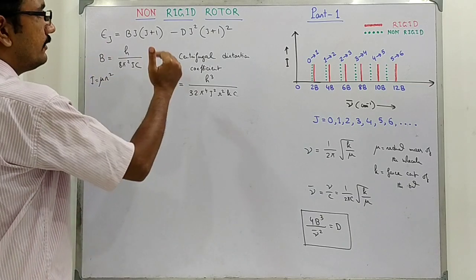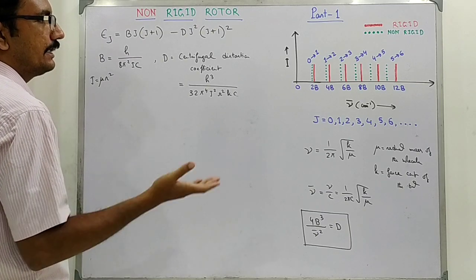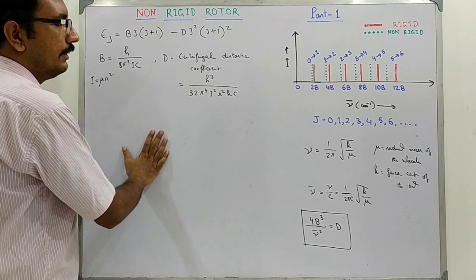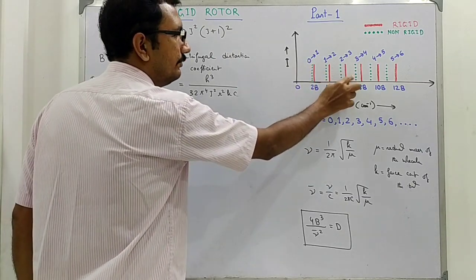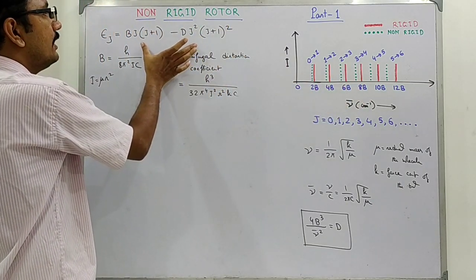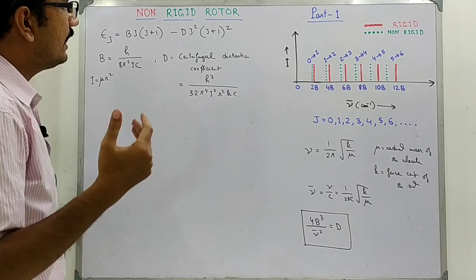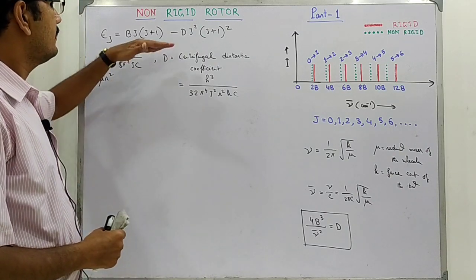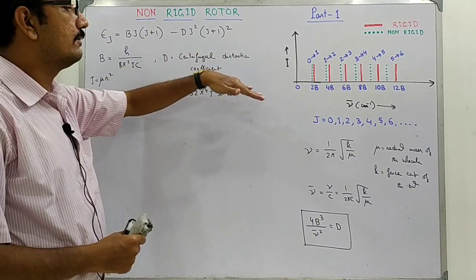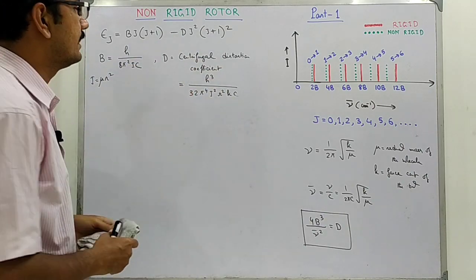Now, what effect this non-rigid rotor will exhibit on the spectral lines, that I have to determine now. See, these red lines are due to the rigid rotor. We have obtained the energy expression for the non-rigid rotor, and now it is our duty to find out the effect of this centrifugal distortion on the spectral lines. What effect is this centrifugal distortion going to have upon the spectral lines?